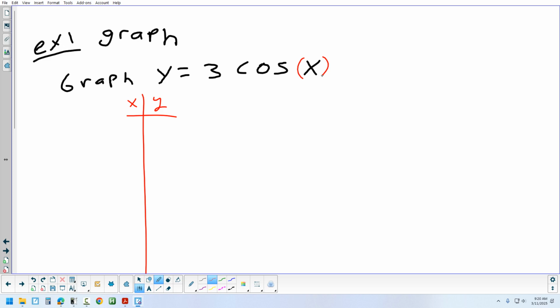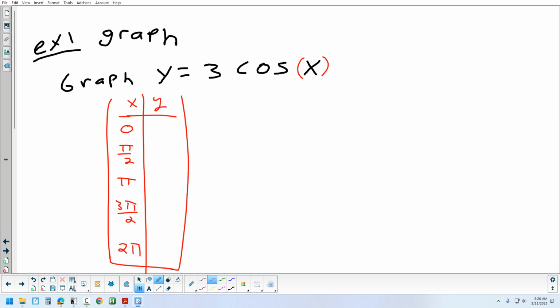All right, so we know we're going to keep which value the same in that table? X. And what are my original x's? It's 0, pi over 2, pi, 3 pi over 2, and then 2 pi. Yep. Okay, so those are the harder ones. We don't have to work with any of those today. Off to the side, I'm going to put my original y values. Okay. What are my y values for cosine? The original. 1, 0, negative 1, 0, 1. Okay. So those are the originals.